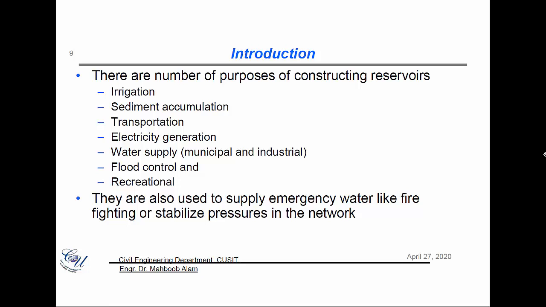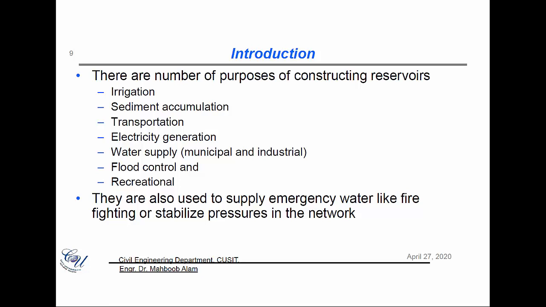We make a reservoir and we make sure that that reservoir is used for multiple purposes. Those purposes can be irrigation, sediment control, and then in a lot of countries transportation is also done through rivers. The big ships that are moving in rivers are transporting different materials from one city to another through the river canals. We also generate electricity for them and all different kinds of uses.